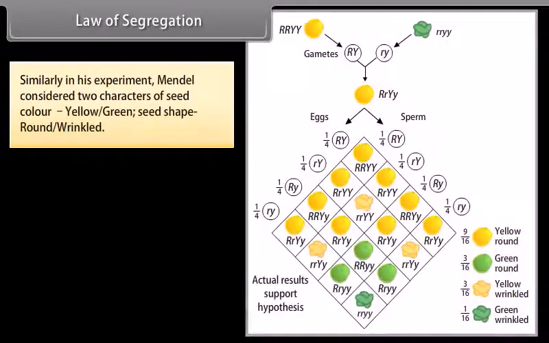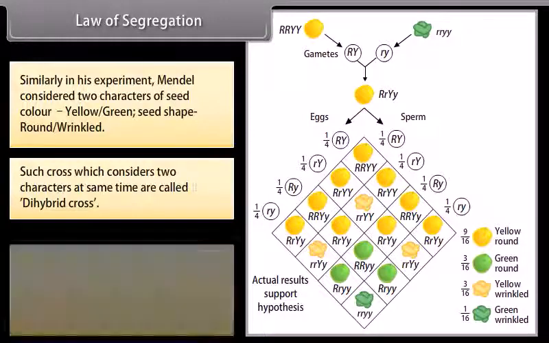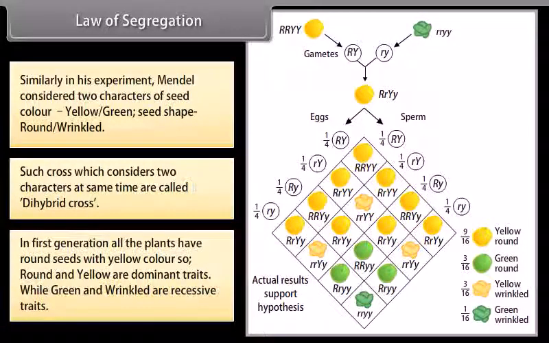Similarly, in his experiment, Mendel considered two characters: seed color, yellow, green, and seed shape, round, wrinkled. Such cross which considers two characters at the same time is called dihybrid cross. In first generation, all the plants have round seeds with yellow color. So, round and yellow are dominant traits, while green and wrinkled are recessive traits.